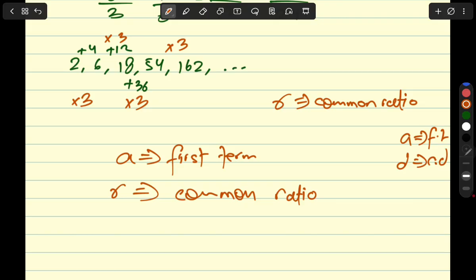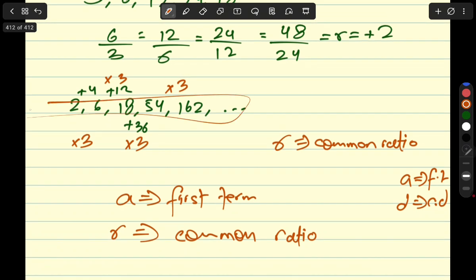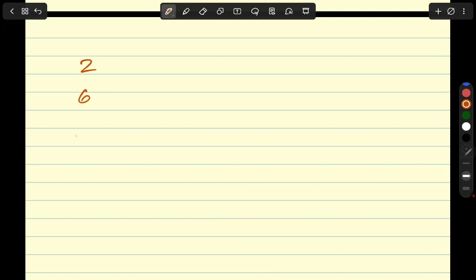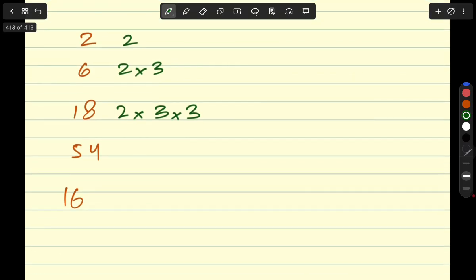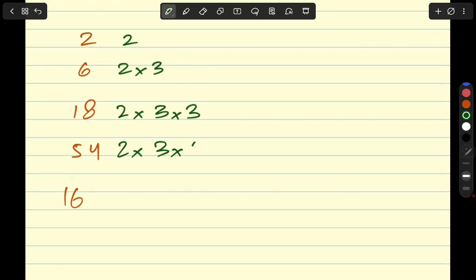Now, if I write the same down, 2, 6, 18, 54, 162. Can I write it as 2 times 3, 2 times 9, which is 3 times 3, 2 times 27, which is 3 times 3 times 3. Sorry, my bad. Wait. 3 times 3 times 3, and 162 may be written as 2 times 81, which is 2 times 3 times 3 times 3 times 3.